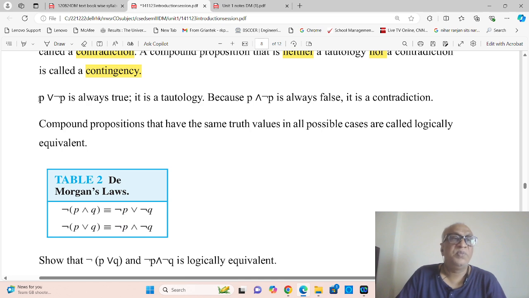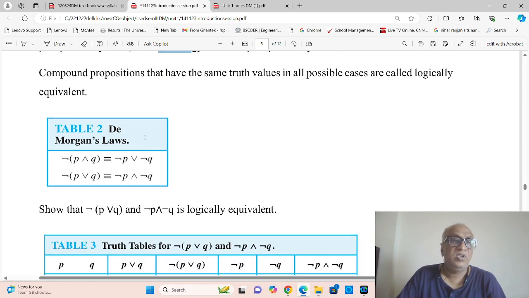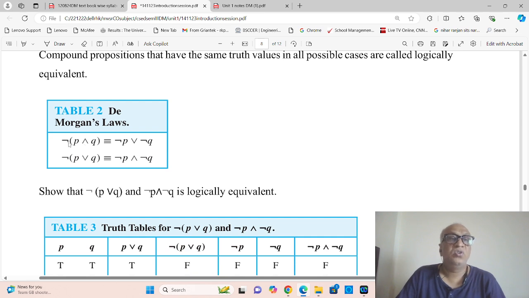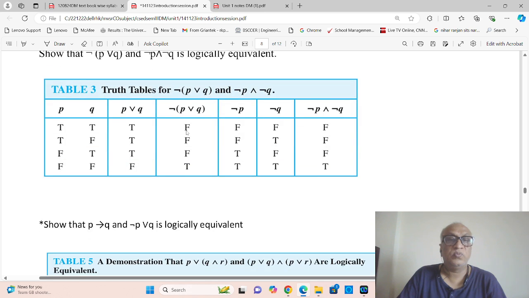So, for example, P or not P is always true, it's a tautology. P and not P is always false, it's a contradiction. Let us look at De Morgan's law. What it states: not of (P or Q) implies not of P and not of Q, and not of (P and Q) implies not of P or not of Q.